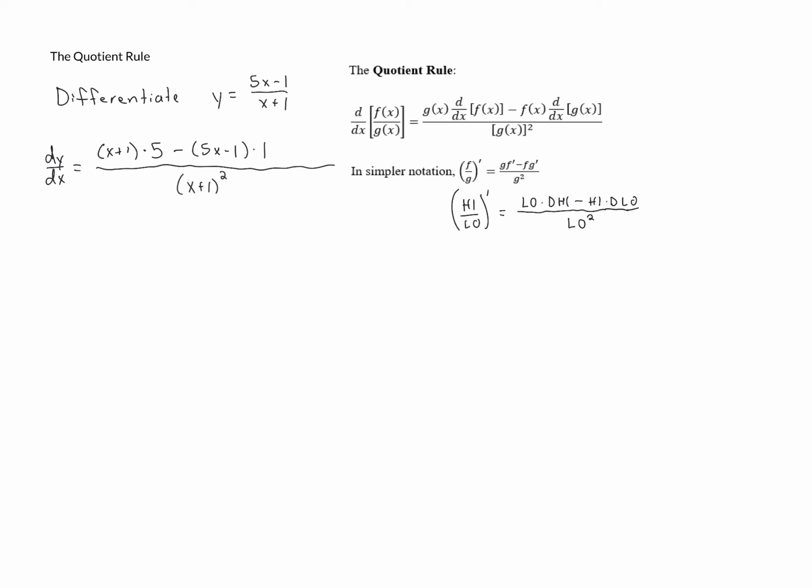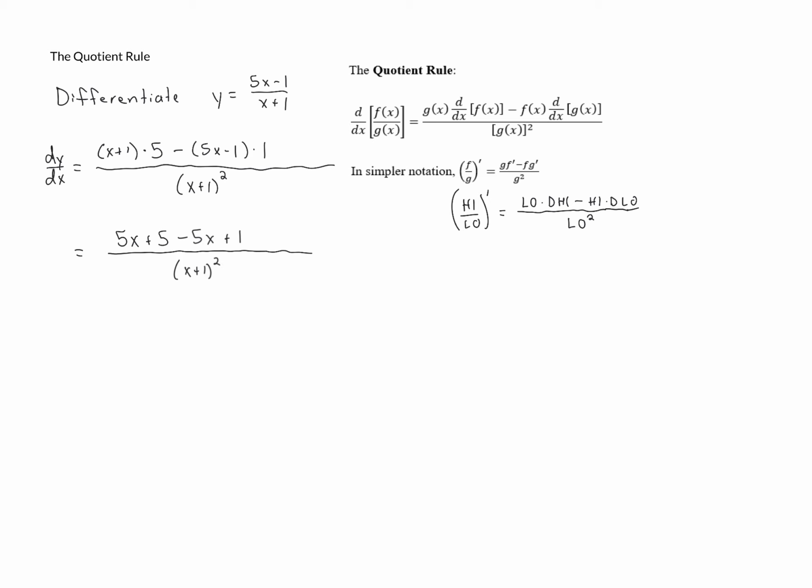All right, let's go through the top and let's distribute things so we can simplify. If we distribute this 5 into the first set of parentheses, that's going to give us 5x plus 5. And then anything times 1 is itself, so we can ignore the 1, but we do need to distribute that subtraction in. So that's going to give us minus 5x and then plus 1, because subtracting a negative is the same as adding, all over (x plus 1) squared.